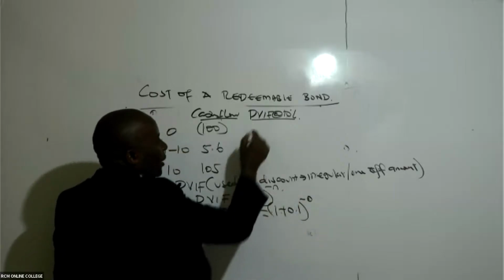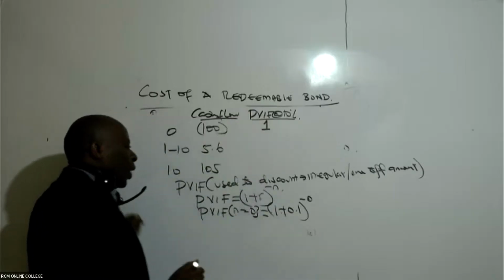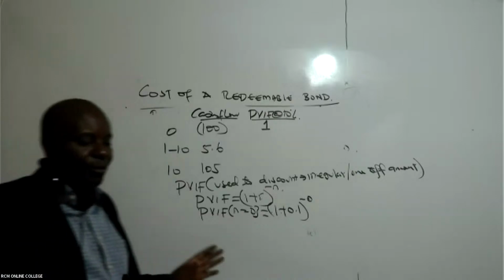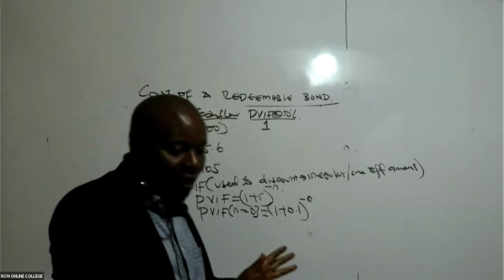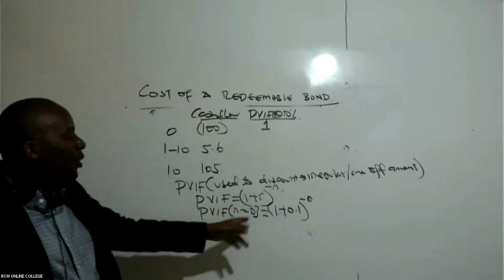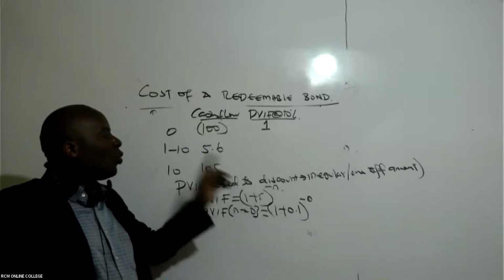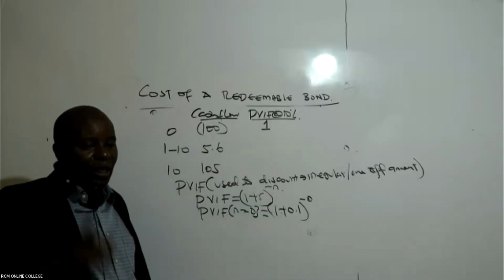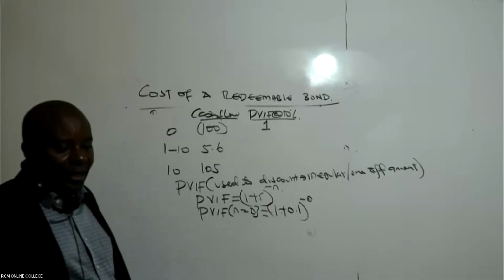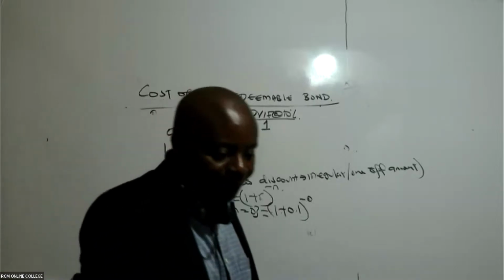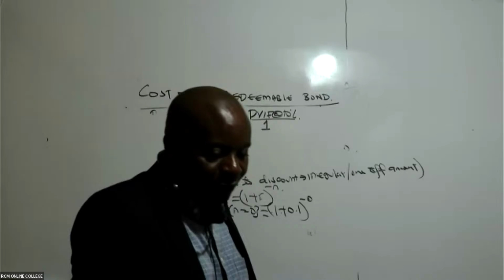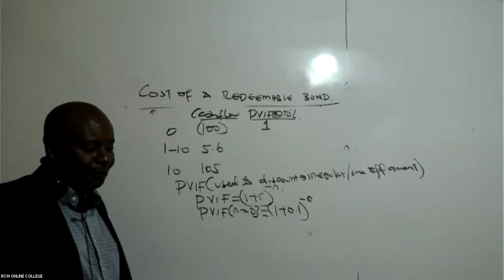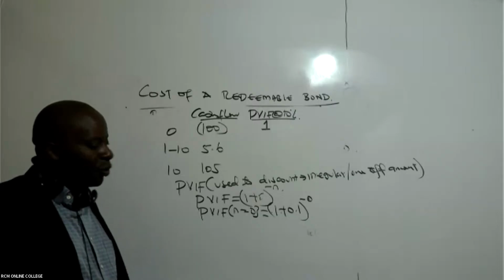N is 0. Can somebody confirm that anything raised to 0 will always be 1? Already somebody is confirming there. If you say here 1.1 raised to negative 0, we shall end up getting exactly 1. Please confirm that you're getting exactly 1. Wait, they're not confirming for me.